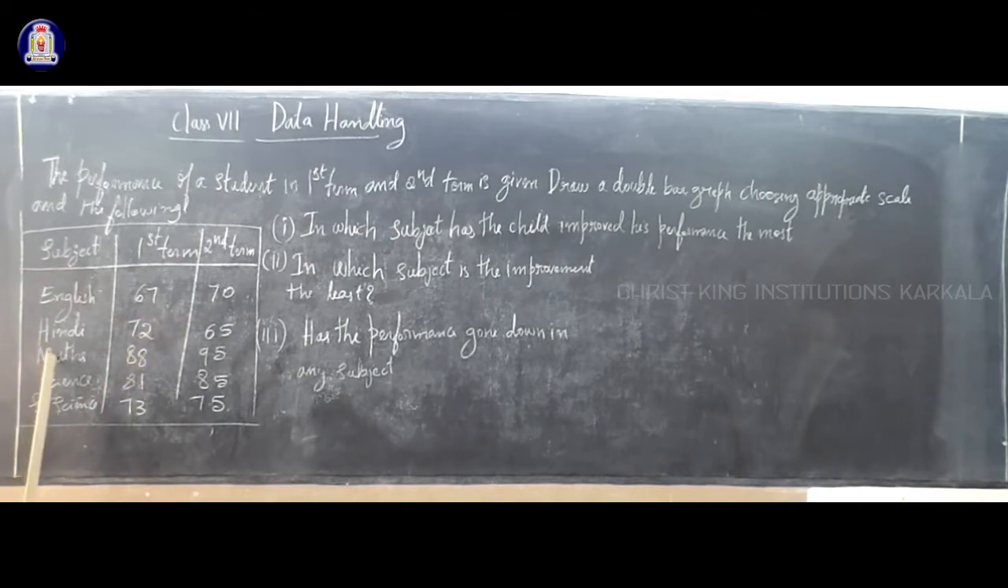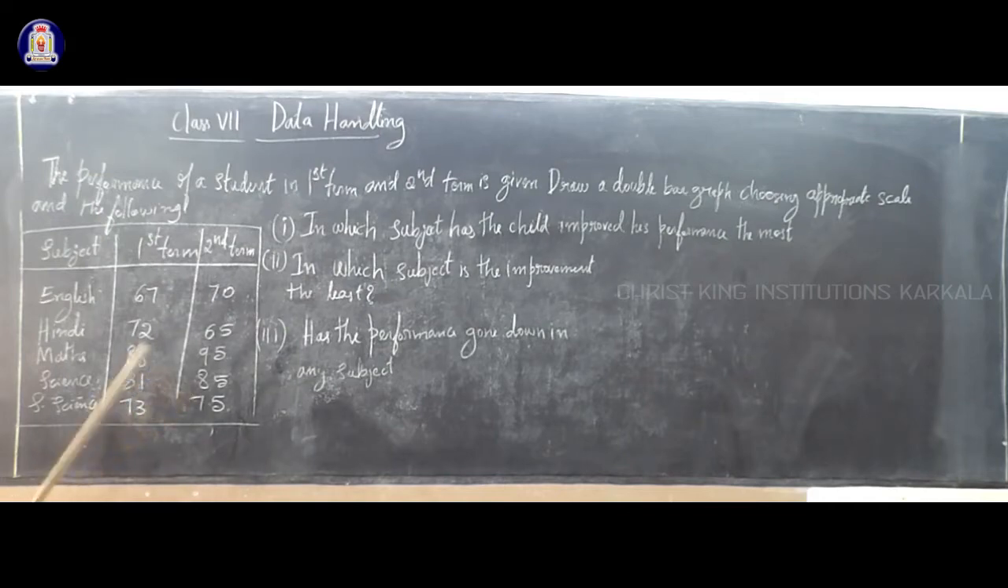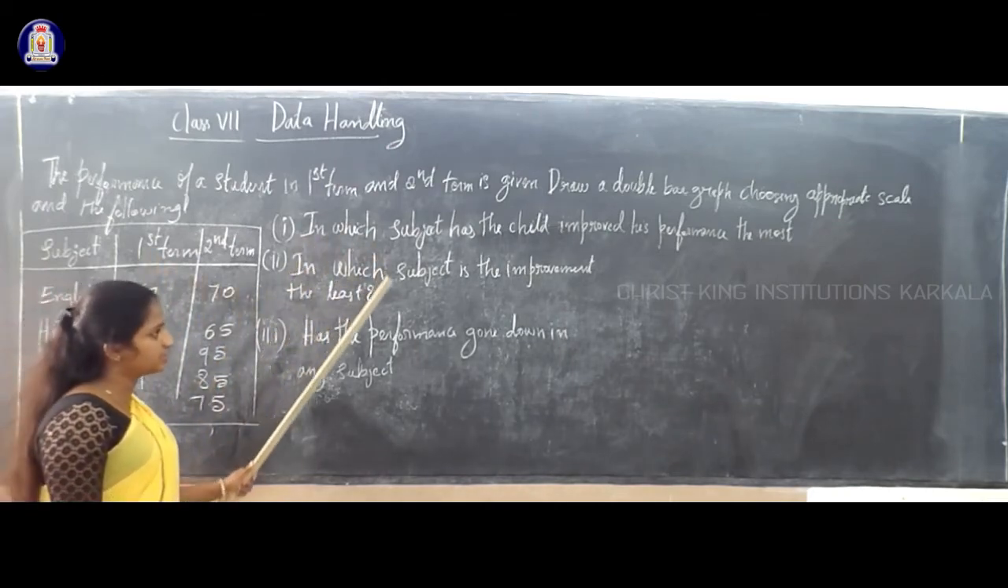But in Maths, what happened? In the first term he scored 88. One student scored 88 marks and in the second term he scored 95 marks. Then in Science, the first term 81 marks and second term 85 marks. In Social Science 73 and next term 75. The marks increased, right? So now what we have to do? We have to draw a double bar graph. Then you have to answer the following.